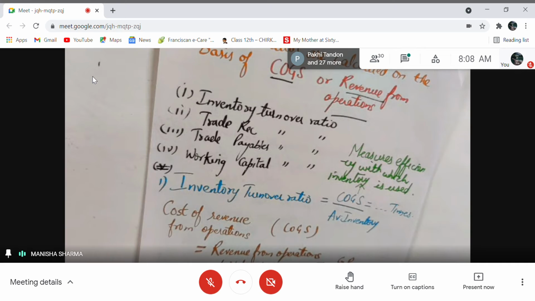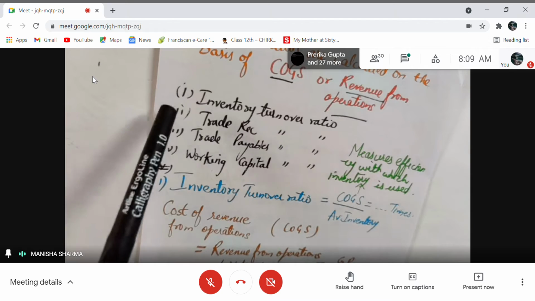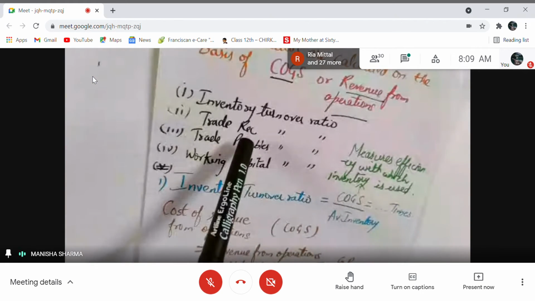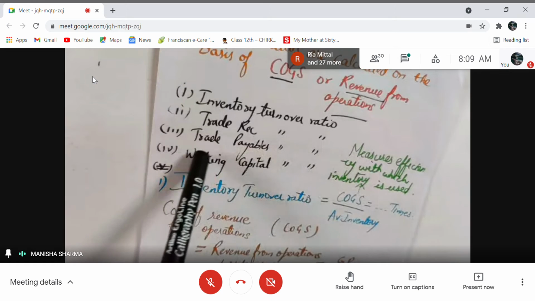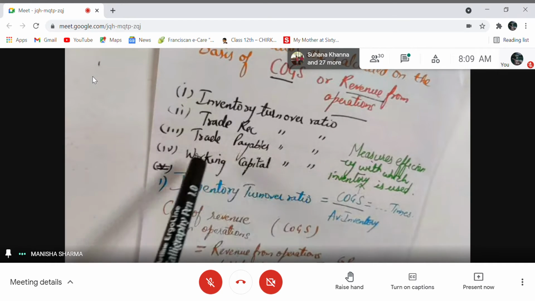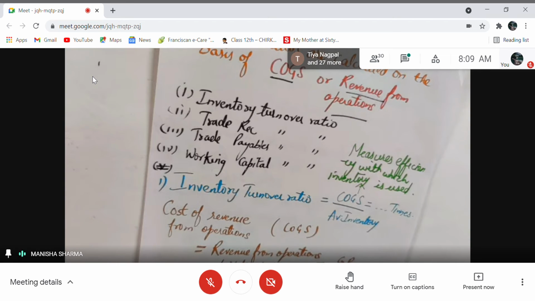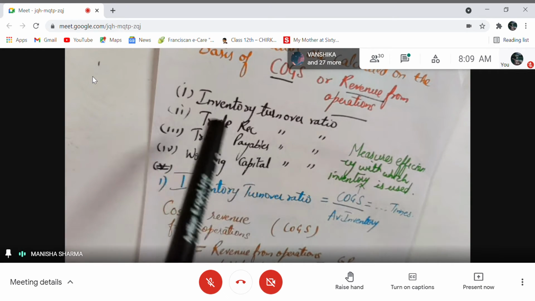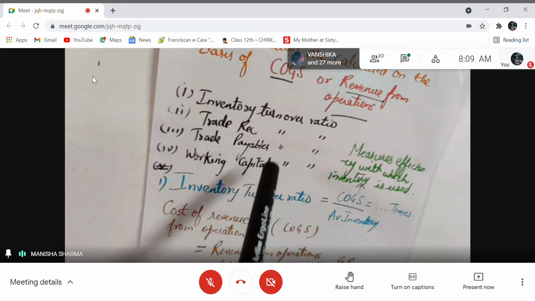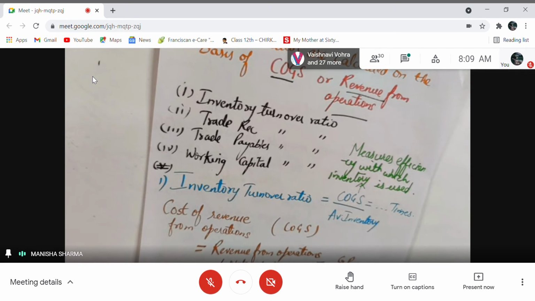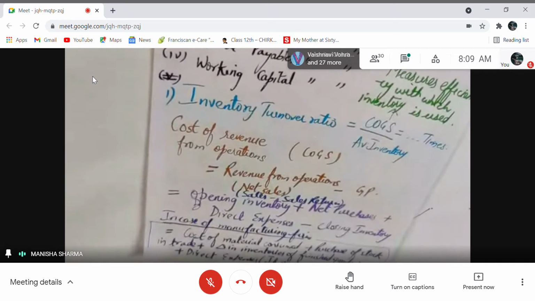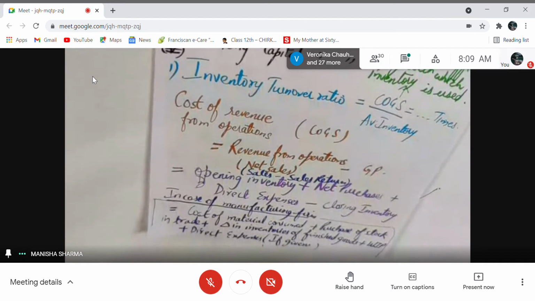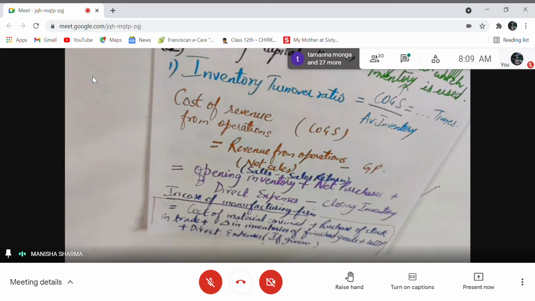Now, under the activity ratio, we have four main ratios that we will be studying. First is inventory turnover ratio, second, trade receivable turnover ratio, third is trade payables turnover ratio, and fourth, working capital turnover ratio. Now we will take them one by one. It will take time because a lot of sums are given related to any particular ratio. So it will take time.